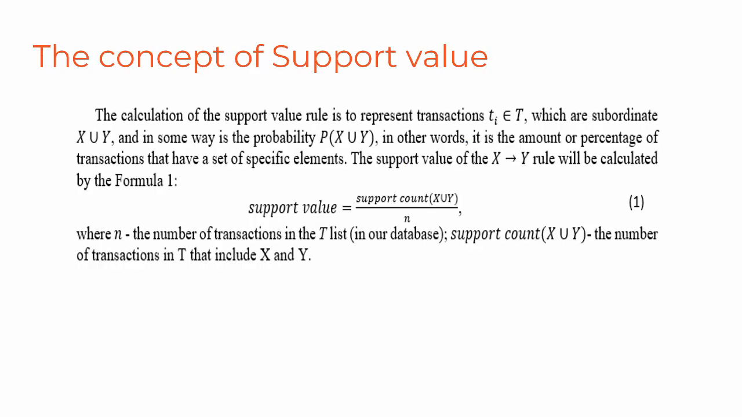The concept of support value. The support value of a rule is calculated by representing transaction T, which is a subset of the union of x and y, where x and y are sets of things, and in some way is a probability P. In other words, it is the amount or percentage of transactions that have a set of specific elements. The support value of the rule x implies y is calculated by formula 1, where n is the number of transactions in the T list in our database, and support count is the number of transactions in T that include x and y.